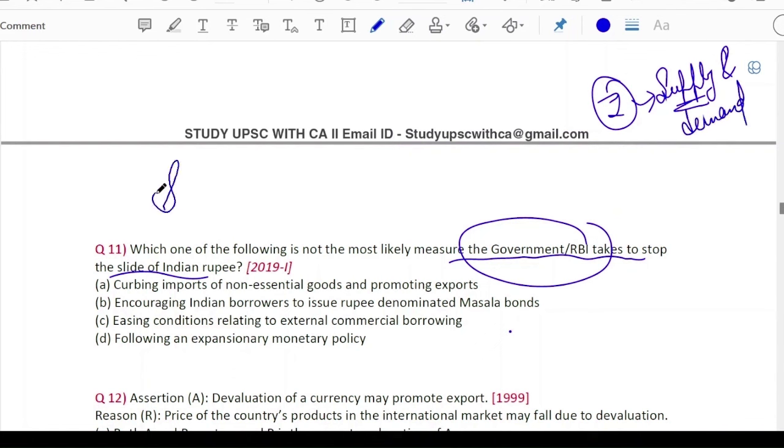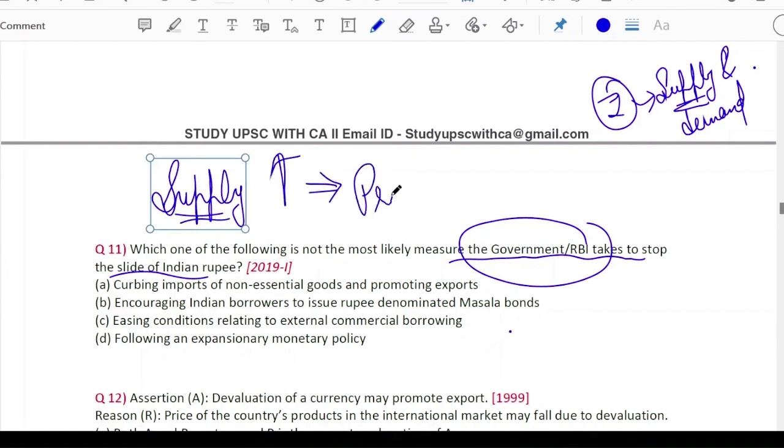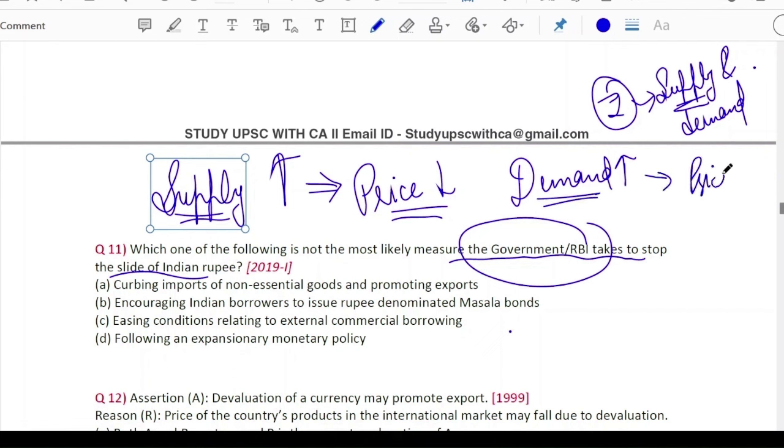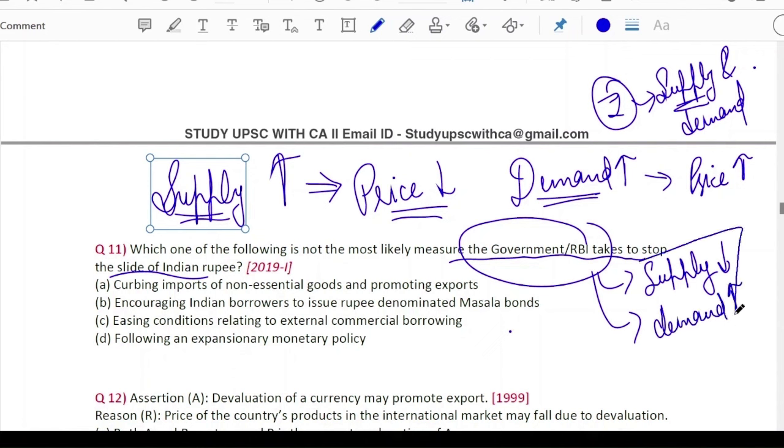If supply of rupee increases, it will result in the decrease in price. If demand is increased, then price will increase. Here we need to stop the slide of Indian rupee. It means hame rupee ki value girne se bachani hai. So we need to reduce the supply and increase the demand. This is the crux of the statement.